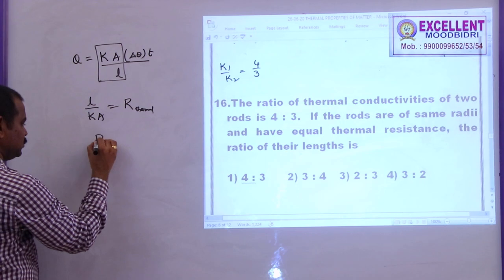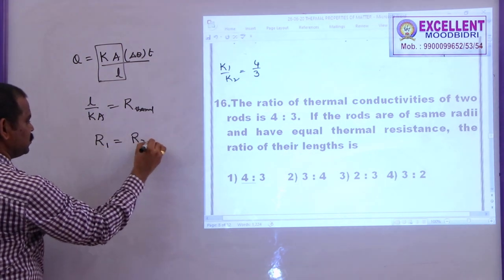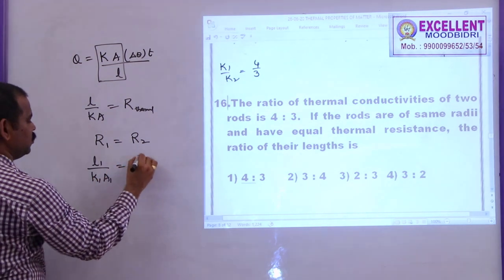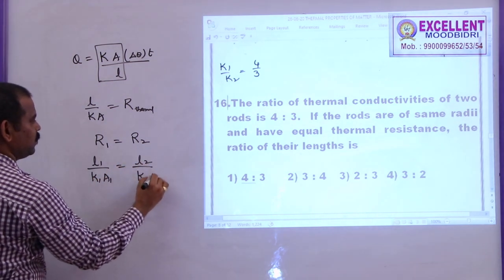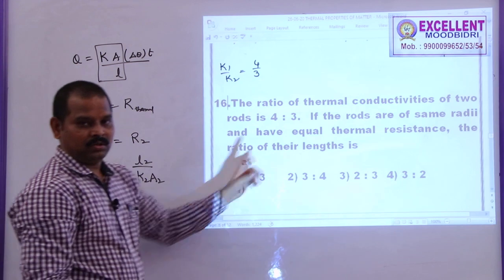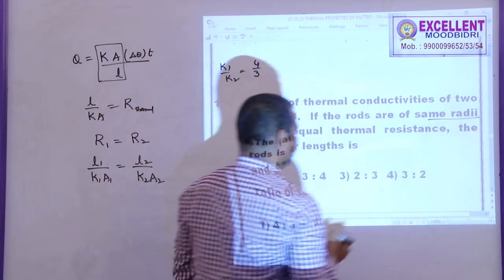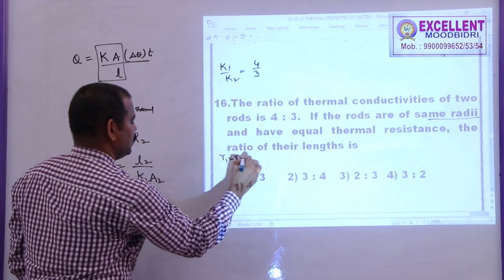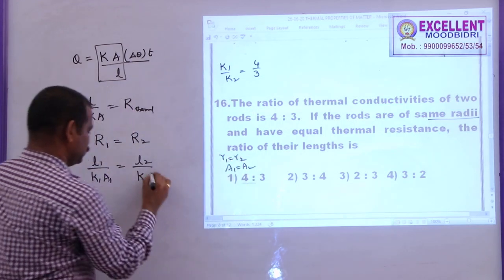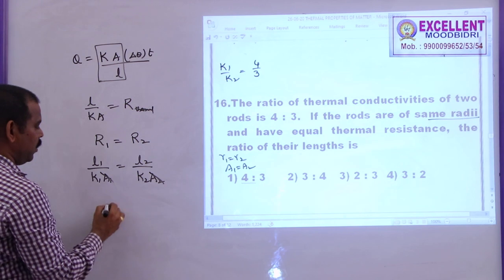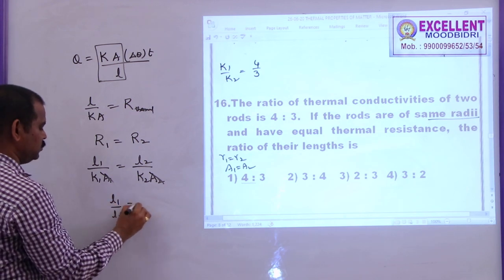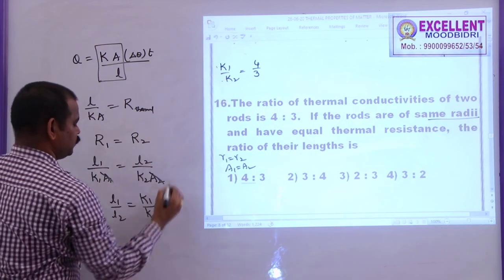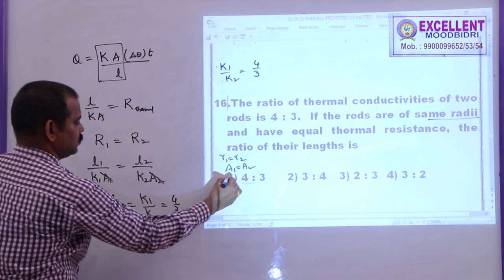As the resistance of the first rod is equal to resistance of the second rod, what can we write? L1 by K1 A1 is equal to L2 by K2 A2. In this problem it is given that they have the same radii. That means the radius of both are equal, so the areas must be equal. So A1, A2 get cancelled. Now I want L1 by L2, which is given by K1 by K2, and K1 by K2 is 4 by 3. So the answer is the first option.